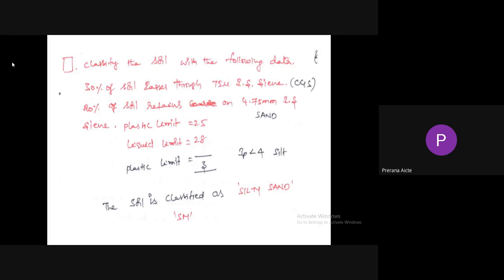So for sand, plastic limit is equal to 25, liquid limit is equal to 28. So plasticity index is equal to 3. So IP is less than 4, so it is called as silt. So the soil is classified as silty sand. Basically it is a sand, but it consists of some sort of silt. Hence it is called as silty sand.